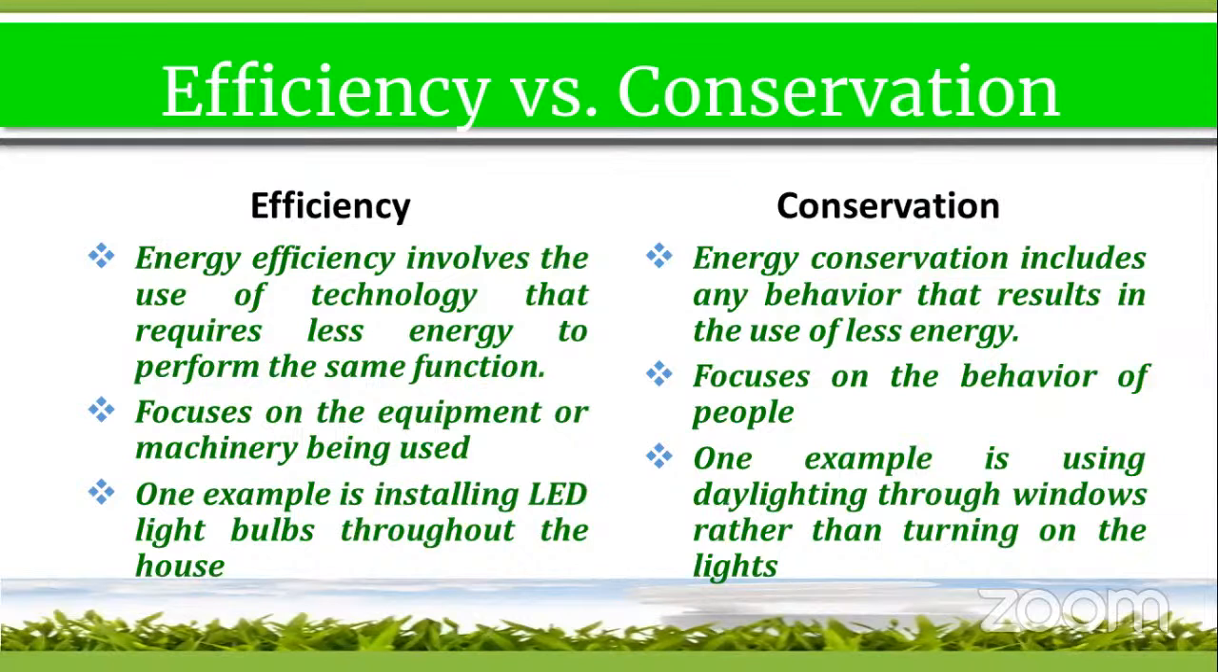How can we perform with a lesser function? That is, if a lesser amount is available, there would be less spendthrift. Efficiency focuses on the equipment or machinery being used, while conservation focuses on the behavior of the people. One example of efficiency is installing LED light bulbs throughout the house. One example of conservation is using daylight through windows rather than turning on the lights.